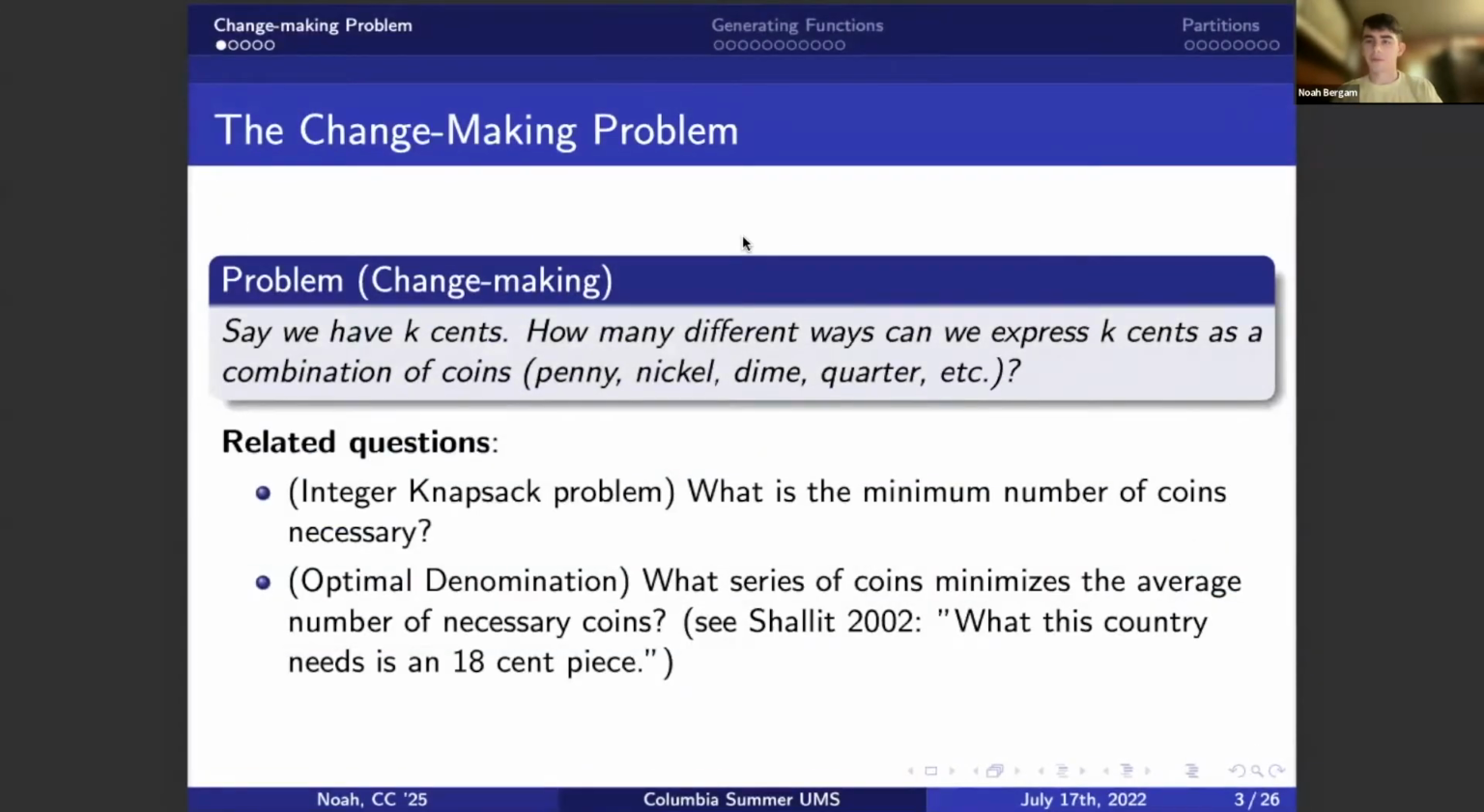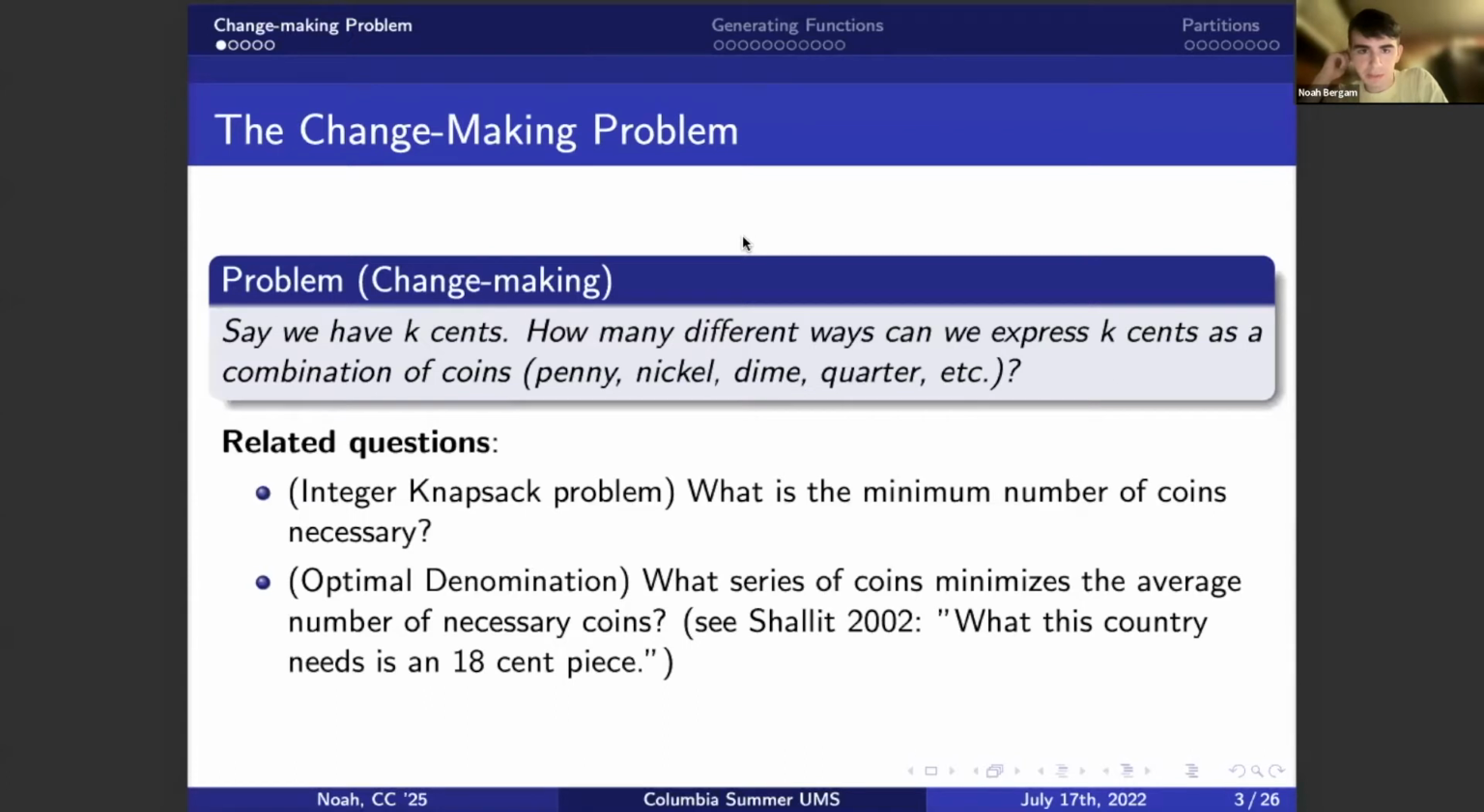So first, let's define our problem. Say you have K cents, and this could be like 10 cents or 100 cents. And we're interested in how many different ways we can express these K cents as a combination of coins. In the most relatable sense, this is coins like pennies, nickels, dimes, and quarters. But you can abstract this problem and think about coins of all kinds of values. For example, you could have a 3-cent coin, like a 6-cent coin. And the problem changes based on those different coins that you have available.